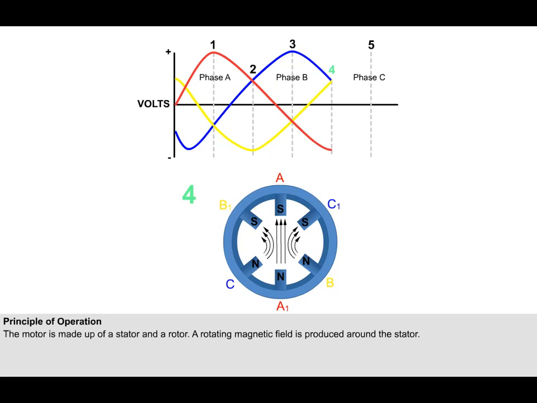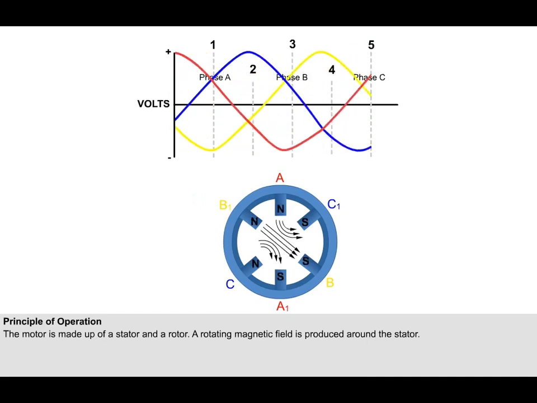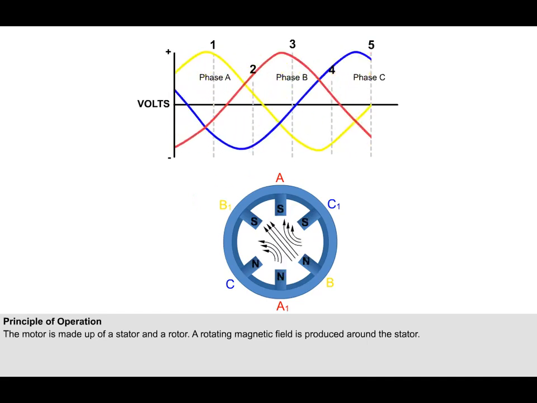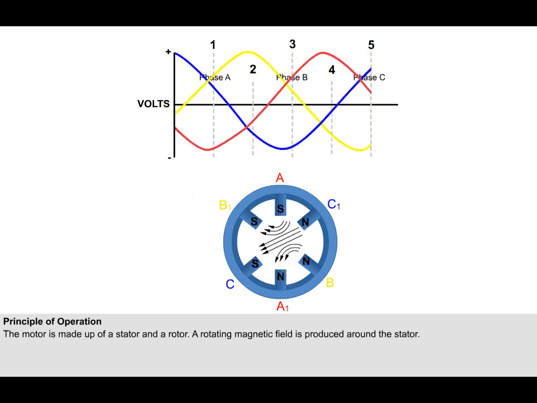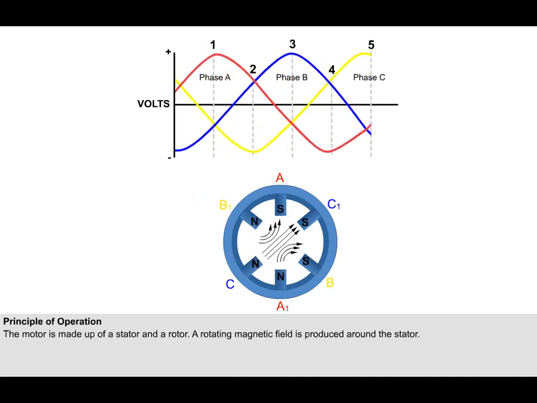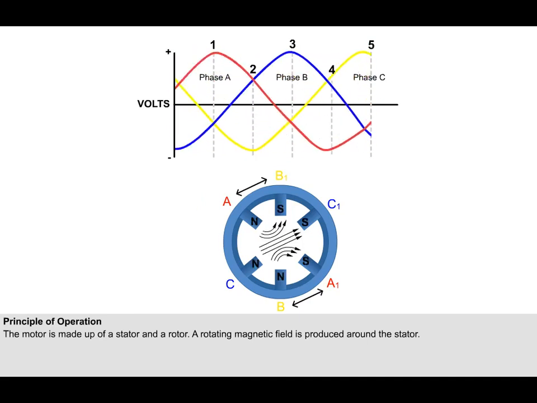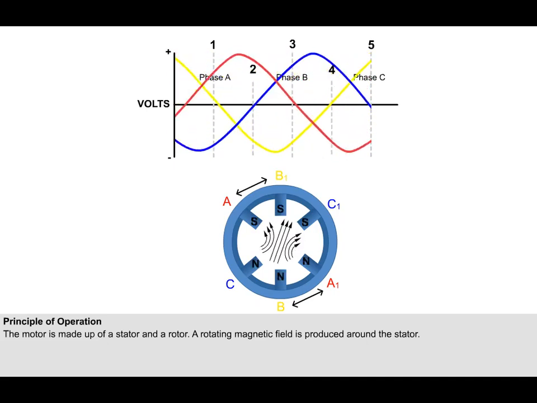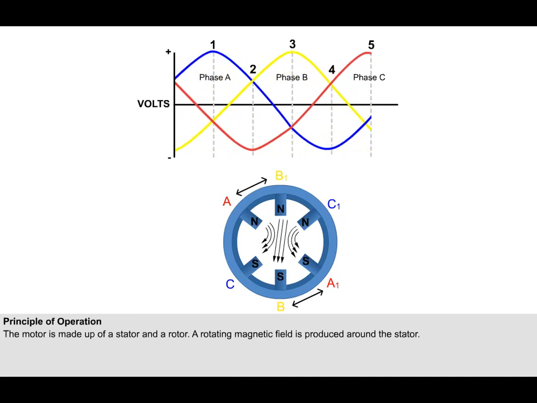This process continues as each phase moves through its cycle, causing the total magnetic field to rotate at a speed equal to the frequency of the supply. If two phases of the supply to a three-phase rotating field are reversed, the direction of rotation of the field, and thus that of the rotor being driven by it, will be reversed.